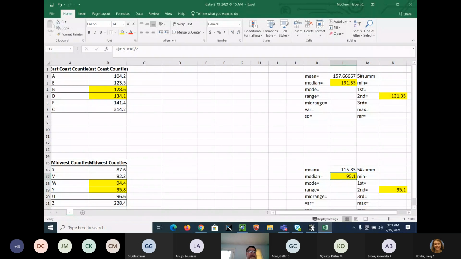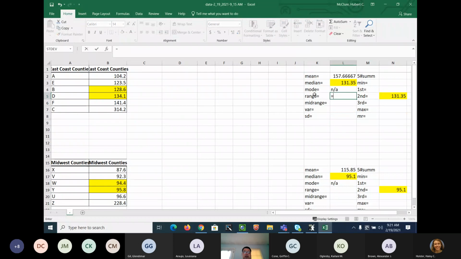I don't really care about the mode, and you've got decimals. Chances are, the more decimals you have, the less likely you're going to see a mode. So I'm just going to put non-applicable because I don't really care about that, and you can look for it on your own. I don't think you're going to see one with decimals.